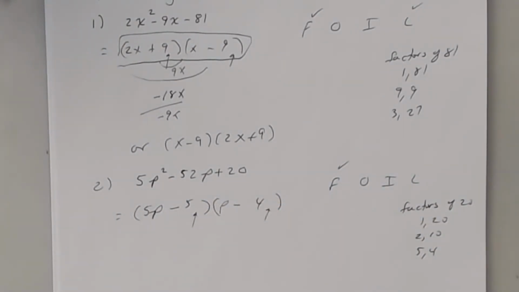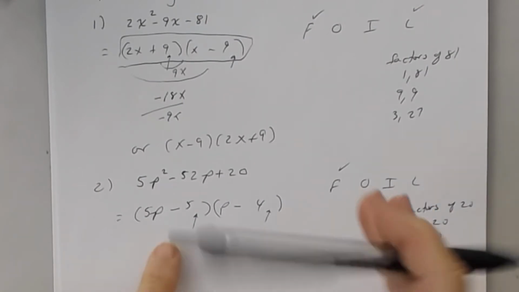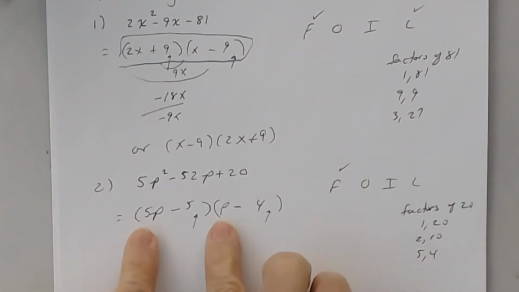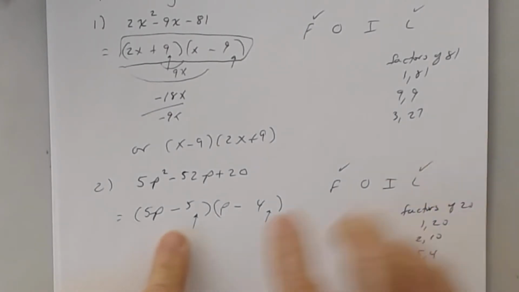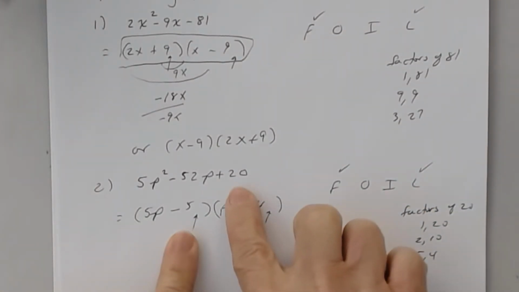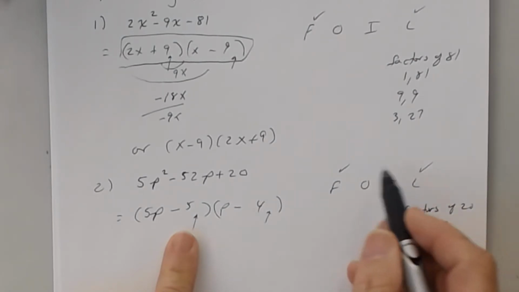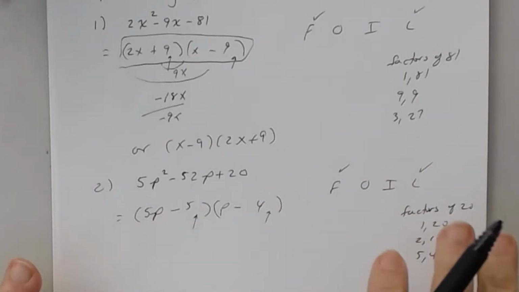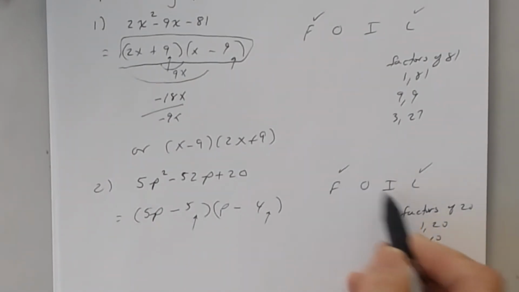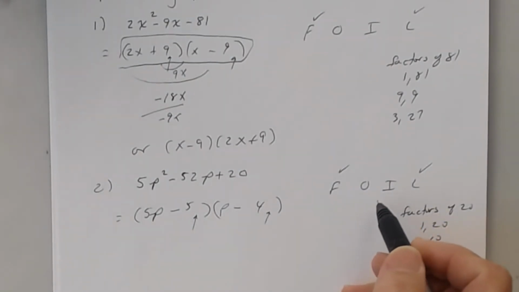Now, what I'm about to talk about is important. Even before you go and check, because so far you agree that my F is fine because 5P times P is 5P squared, and my L is okay because a negative 5 times a negative 4 is a positive 20. The only thing I haven't checked at that point is what? The inner. But even before I do that, I know that I don't even have to check this. Something is wrong here.